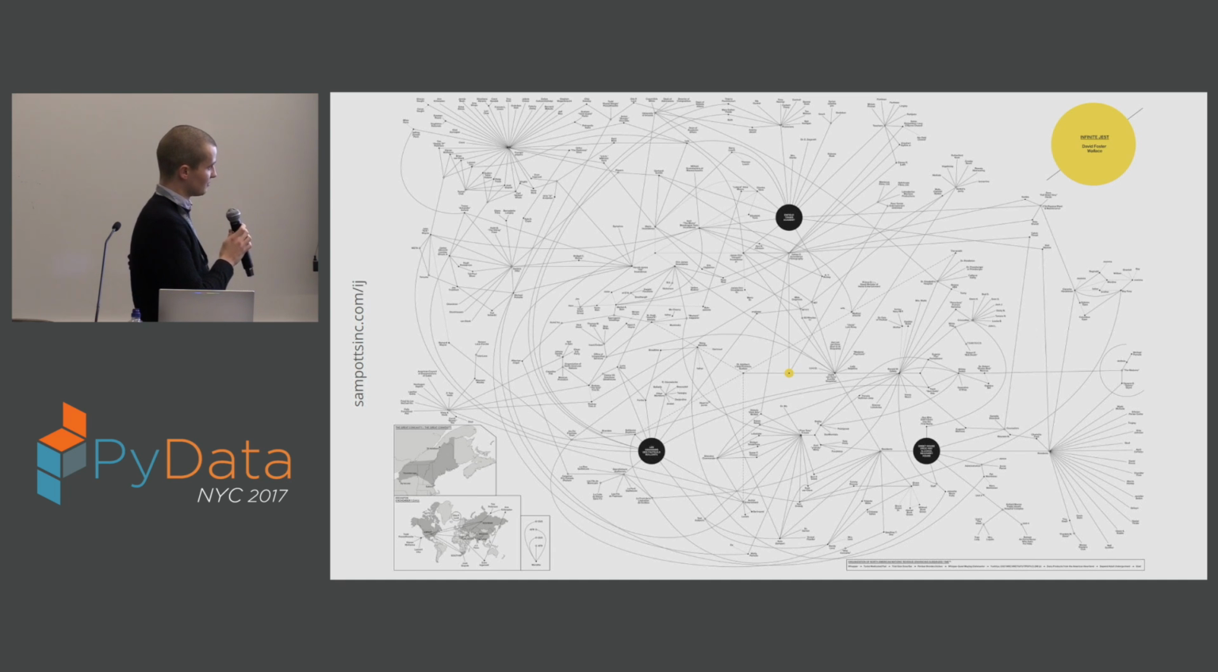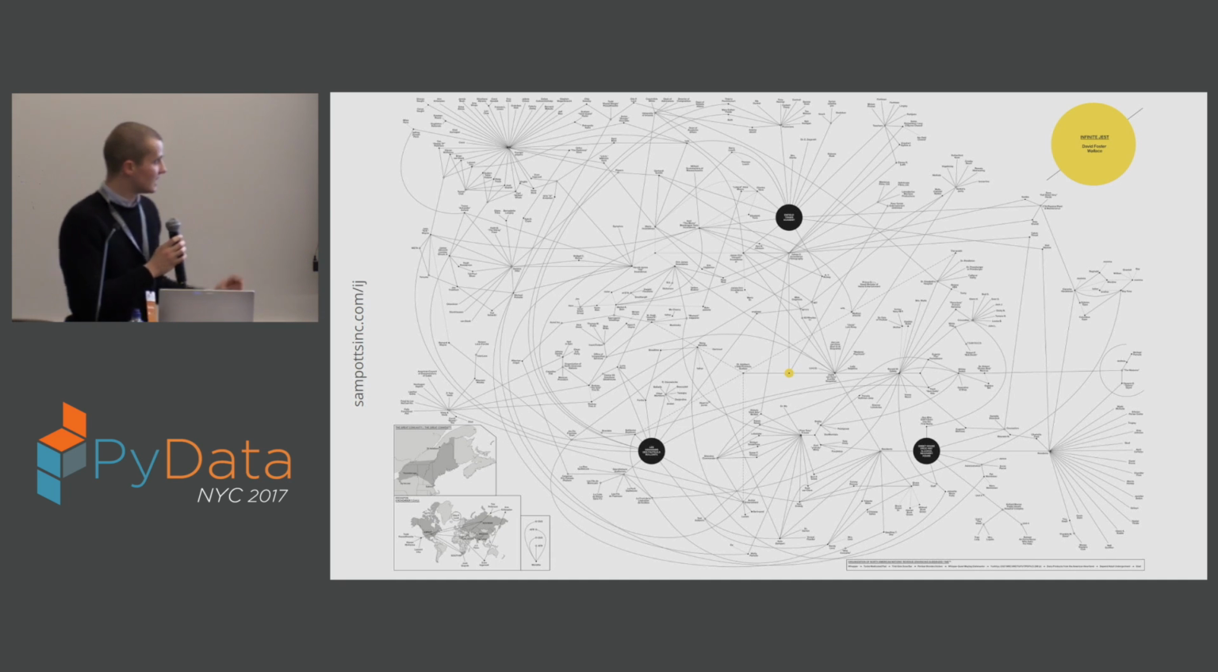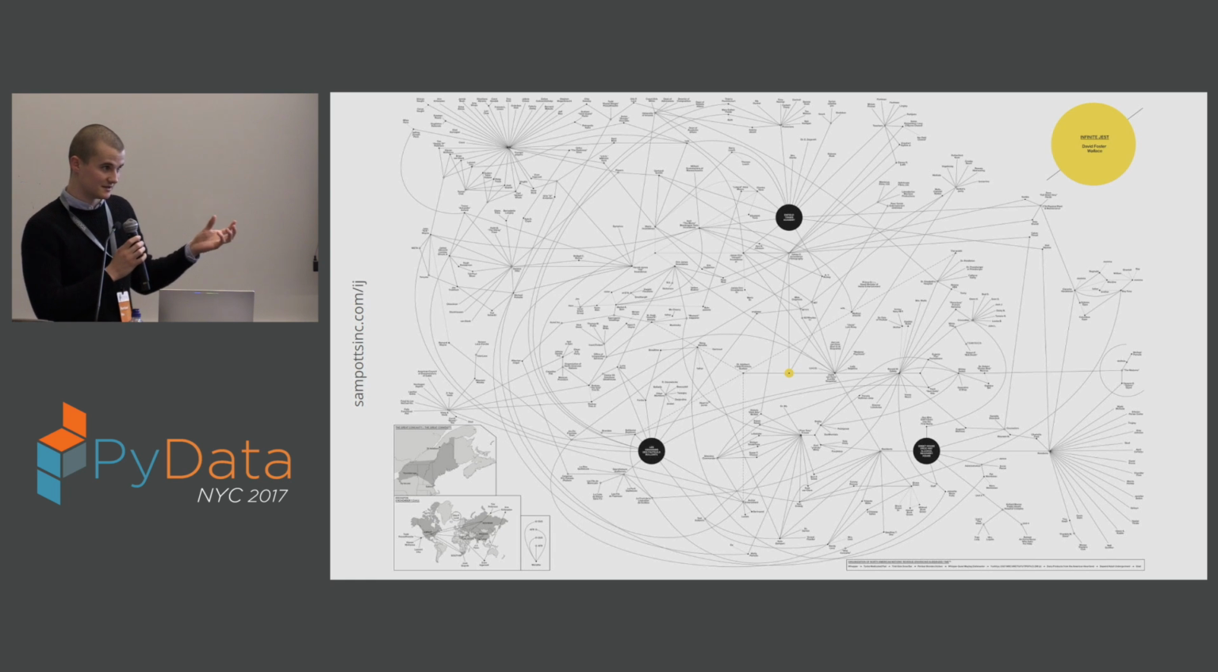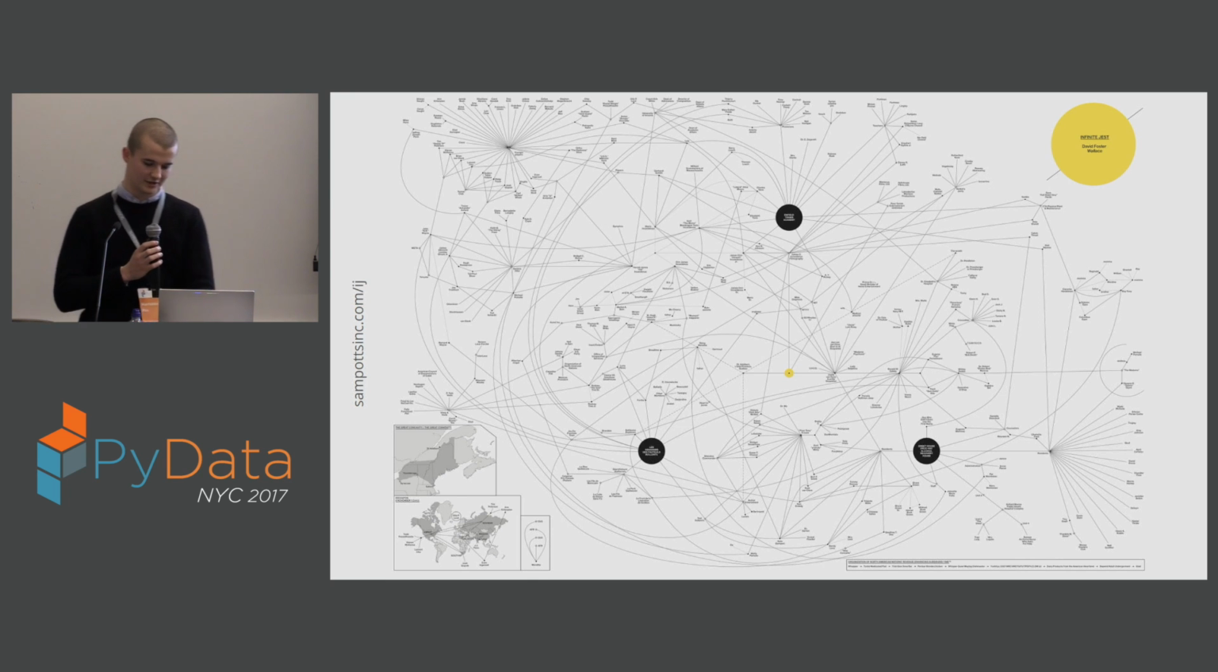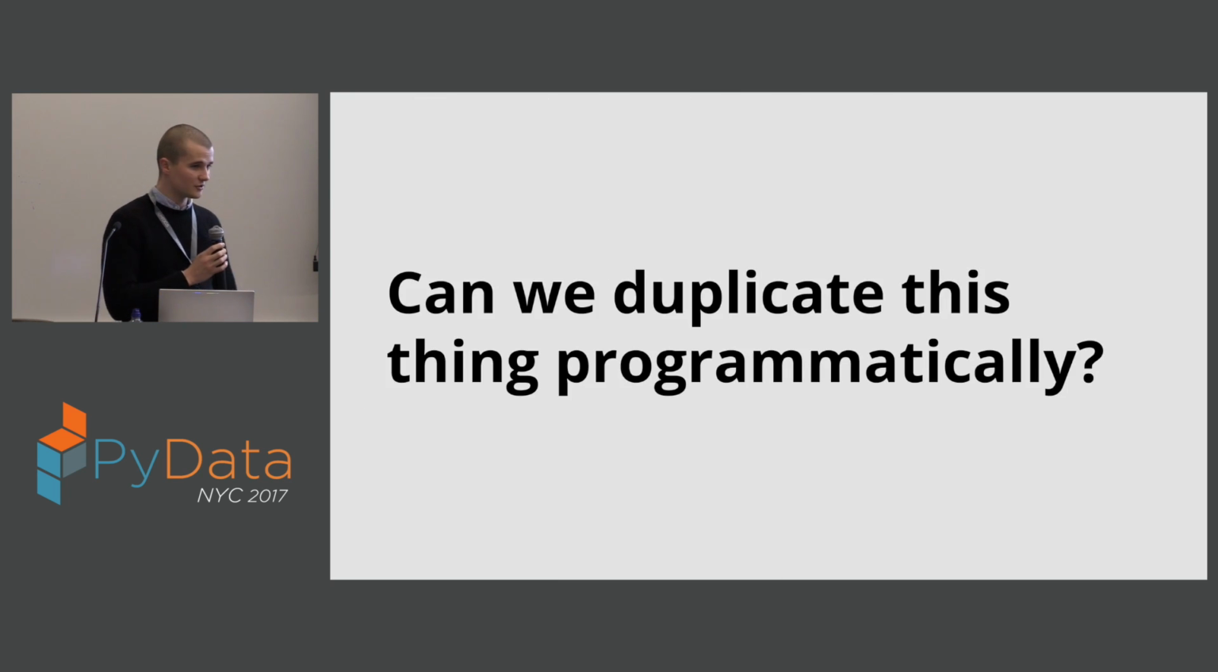This was put together by hand by Sam, and all of these points are characters in the novel, and they are connected by their connectedness. If you see an edge between two characters, that means that they have some kind of relationship. And I found that when I was reading the book, I went back to this quite often to try and keep track of who was what and where and what they were related to, how important they were to the story. And I was thinking, can I duplicate that programmatically?